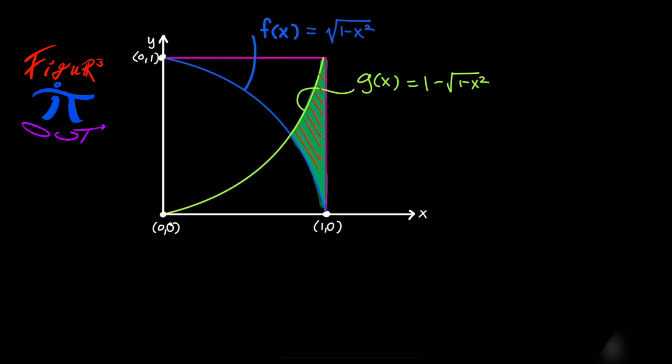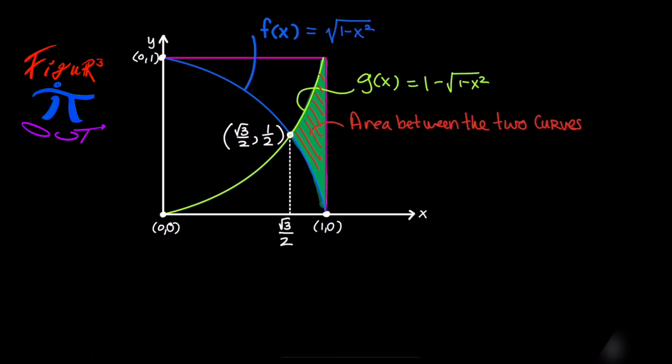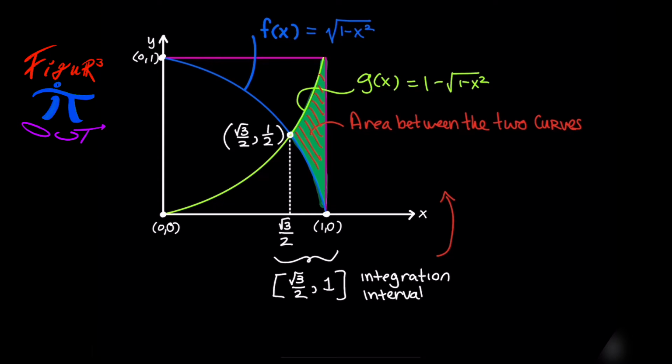Now we're ready to employ a little bit of calculus. To find the area that is the shaded region, this is the area between the two curves. Now finding the interval over which we're going to integrate, we find the point of intersection to be radical 3 over 2 comma 1/2. So our interval of integration will be the square root of 3 over 2 to 1. Now we're going to integrate the top curve minus the bottom curve, and here g of x is bigger than f of x on this interval.